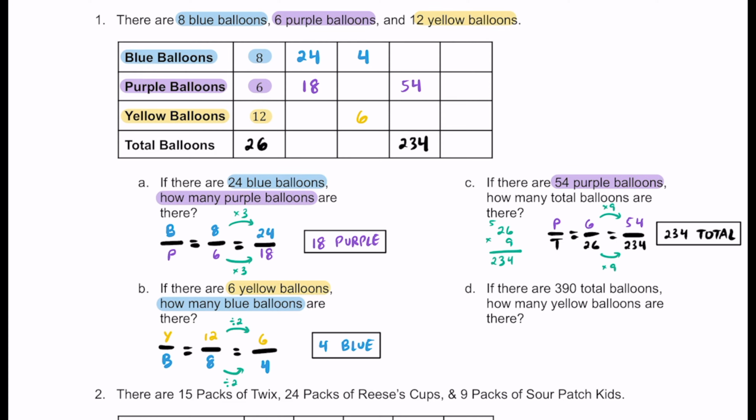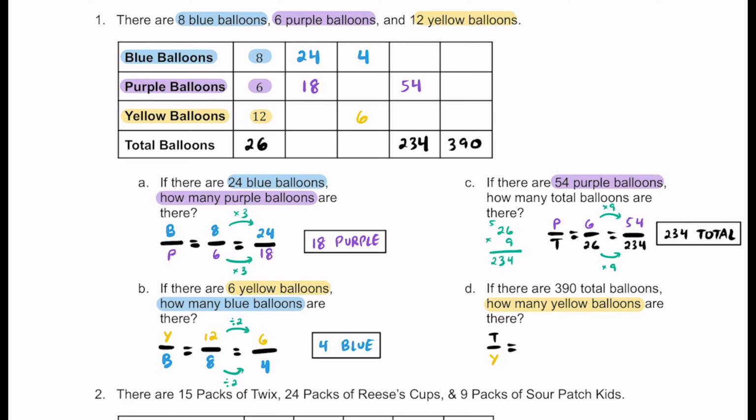In part D, we're told that there's going to be 390 total balloons. So let's go ahead and take that 390 and put it over here as the total. And the question is how many of them are going to be yellow? Okay, so let's go ahead. I'm going to set up a ratio here. So let's go from total to yellow. Total here is going to be 390.